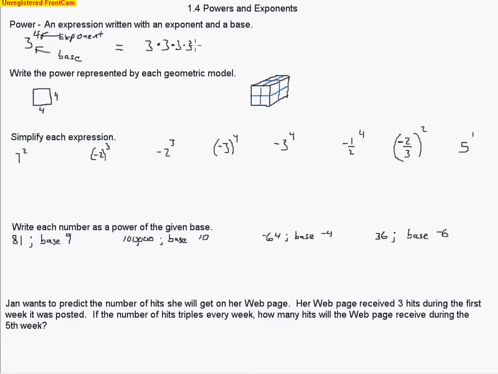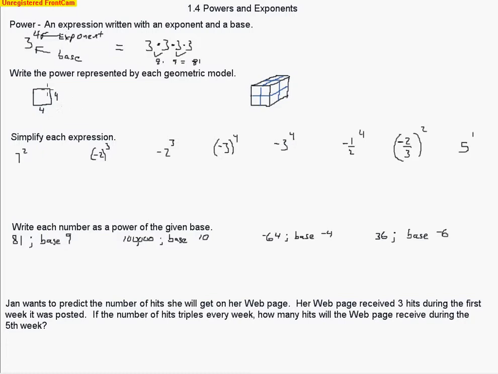And if I wanted to multiply out these numbers, I'd group the numbers together. For instance, 3 times 3 is 9. Another 3 and 3 make 9, and 9 times 9 makes 81. So that's what a power is. It's just an expression with an exponent and a base.